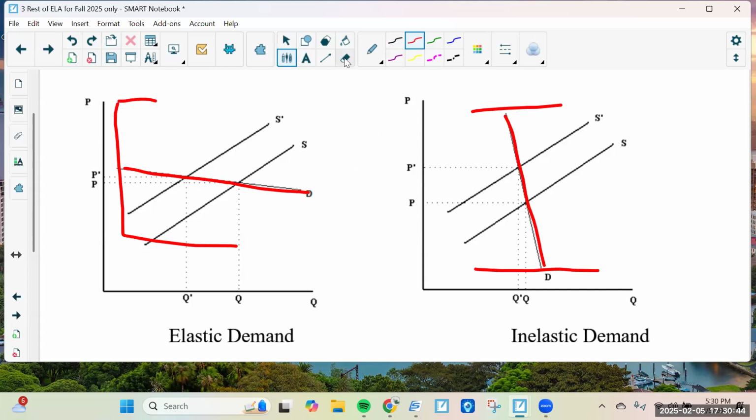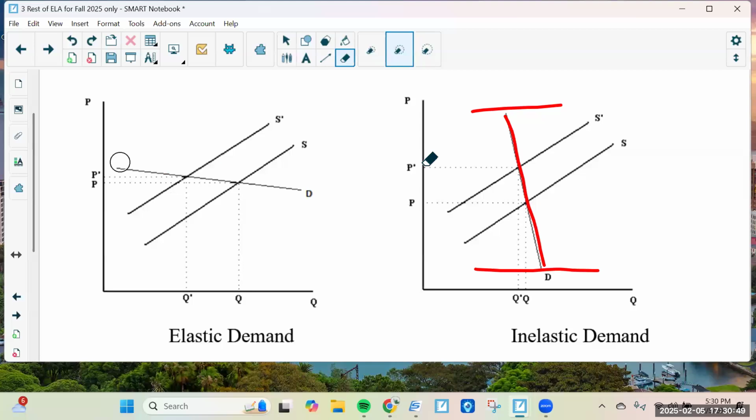So you need to kind of remember that. That's kind of a tricky way to remember. I don't give a whole lot of gimmicks in class because I want you to understand it too. But when you're in a rush and you need to figure out elastic or inelastic, darn it, that's just nothing all that. So the curve on the left is more elastic. The curve on the right is more inelastic.